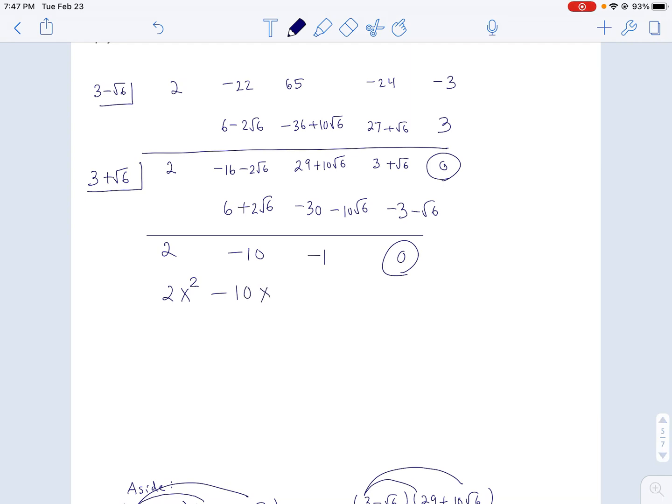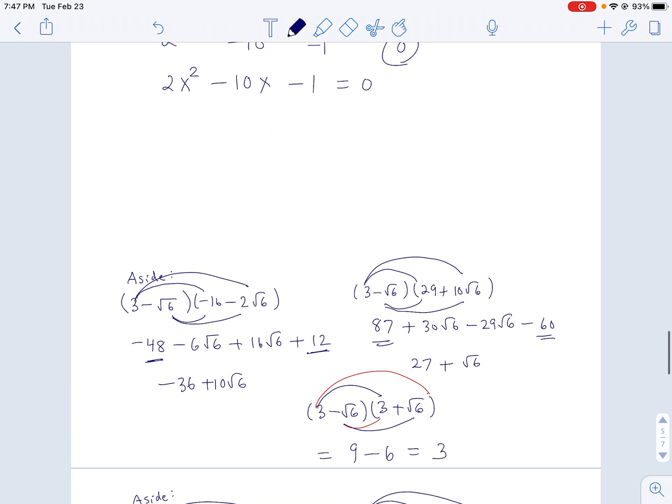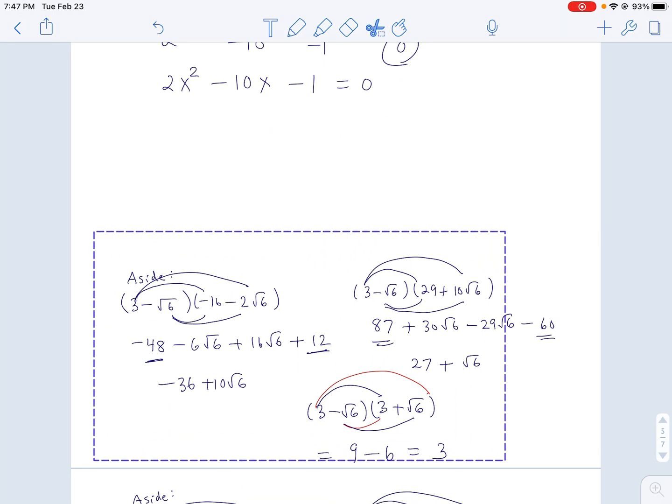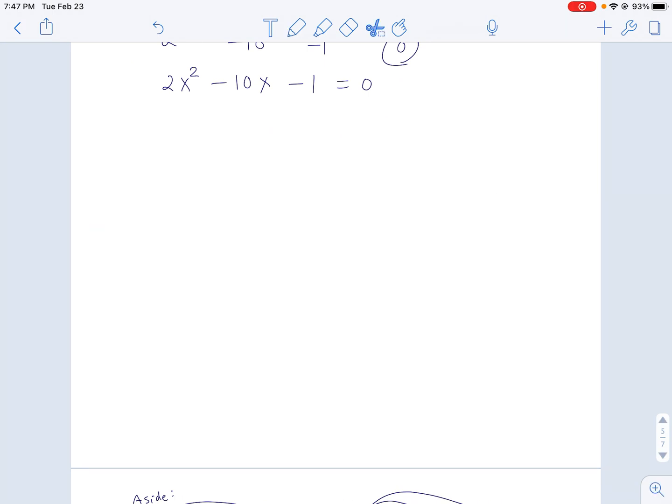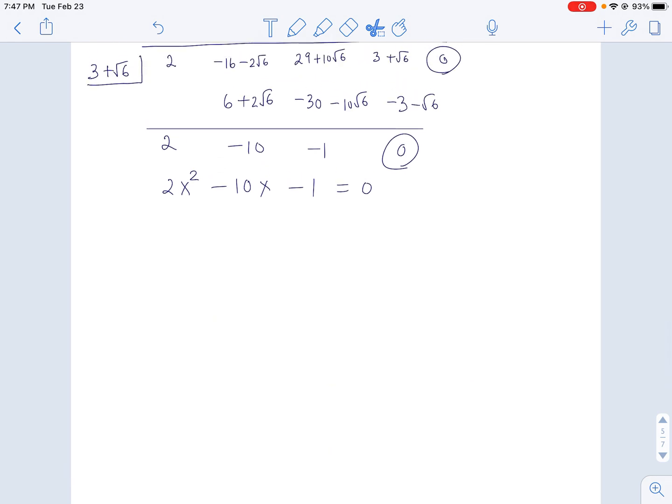2x squared minus 10x minus 1. Now you can try, and you know what, I'm just going to erase this, give myself a little bit of room. You could try to factor that. That's not factorable. I'll save you the trouble. That 2 and the 1 on the end are not going to give you a 10 in the middle. We can use a quadratic formula. Hopefully you were pretty good at this in Algebra 2.